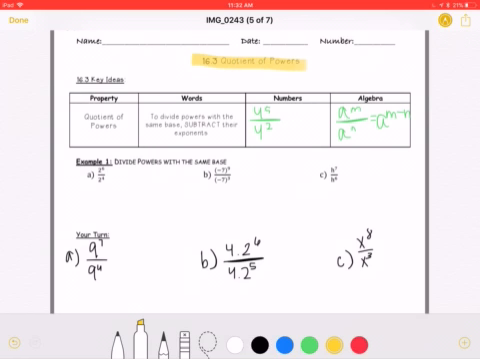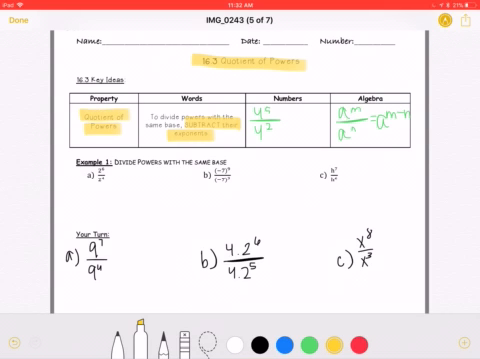To divide powers with the same base, we're going to subtract their exponents. So maybe you could have guessed that. Remember, when we multiplied powers with the same base, we added their powers. But now if we're dividing them, we're going to subtract their powers.